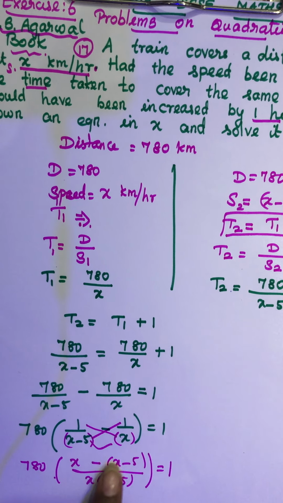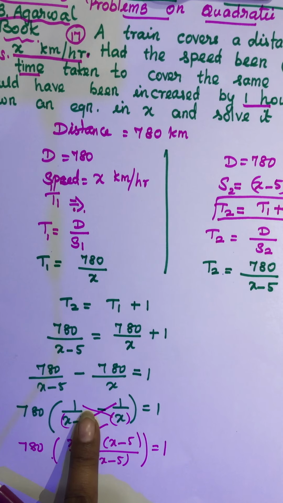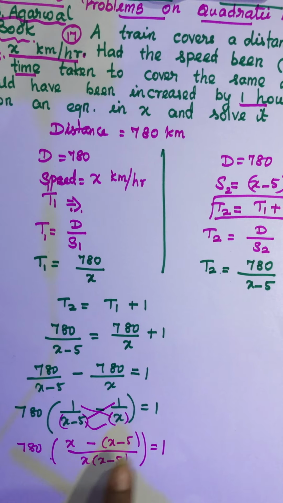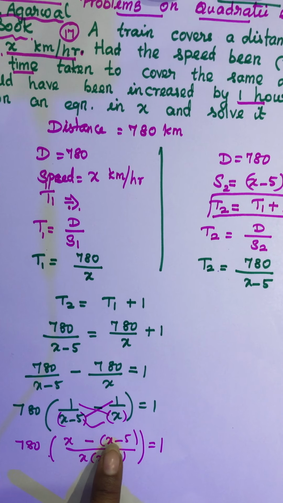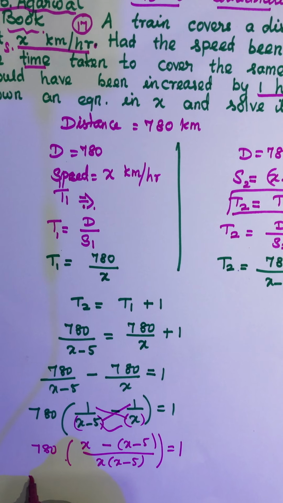In this place you may commit a mistake, so you should not do that. This x minus 5 goes this side, but this minus is common for both the terms. That is important. Okay, so see, 780.